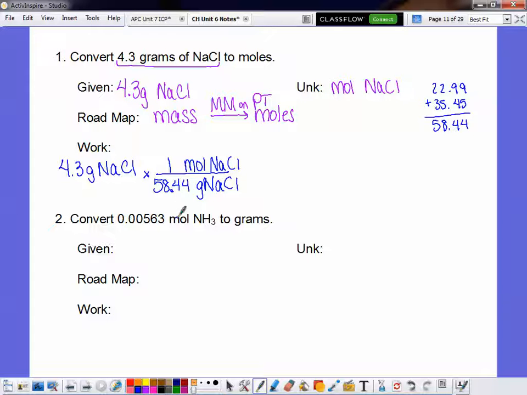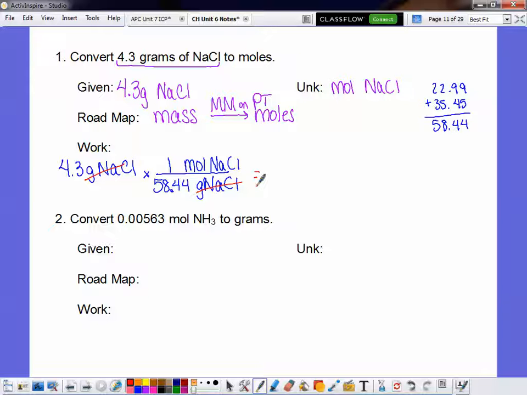All right. And so now we're done setting up the problem. Like I said before, grams of NaCl are going to cancel out because it's on the top and the bottom. And we're going to be left with moles of NaCl. So really, mathematically, what you're doing is taking 4.3 and dividing it by 58.44.